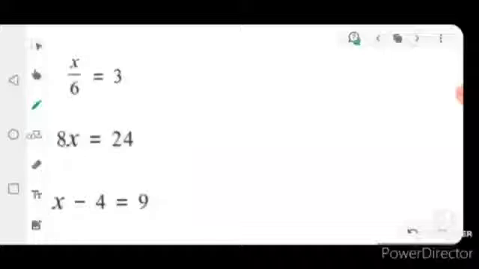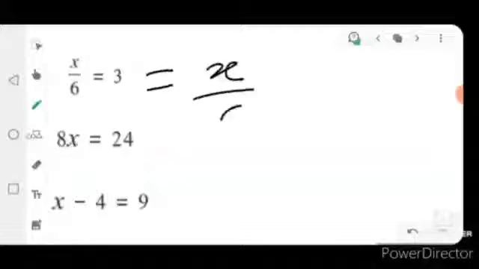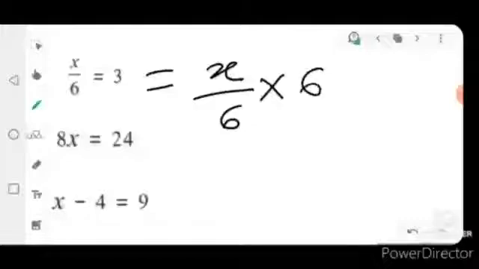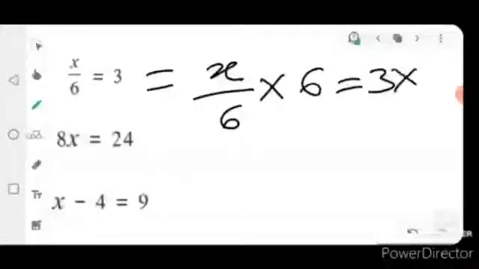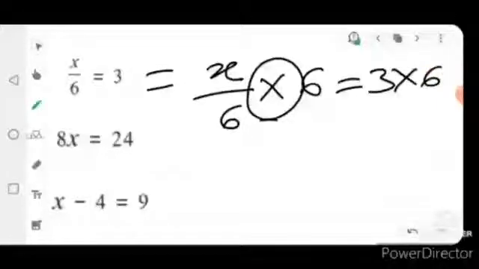Next one, here x upon 6 is equal to 3. X upon 6 means x divided by 6. So division is there, so our equation becomes x divided by 6 multiplied by 6 is equal to 3 multiplied by 6. So here we have done multiplication. No need to write equations, you will have to write only the name of the particular operation. Which operation will we do here? Here we will do multiplication.